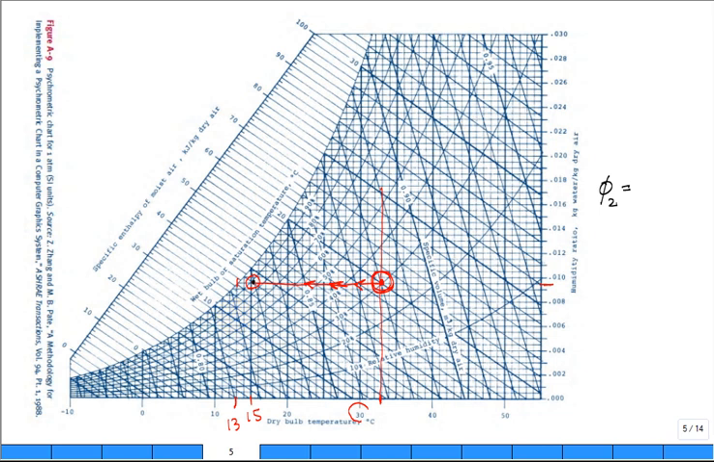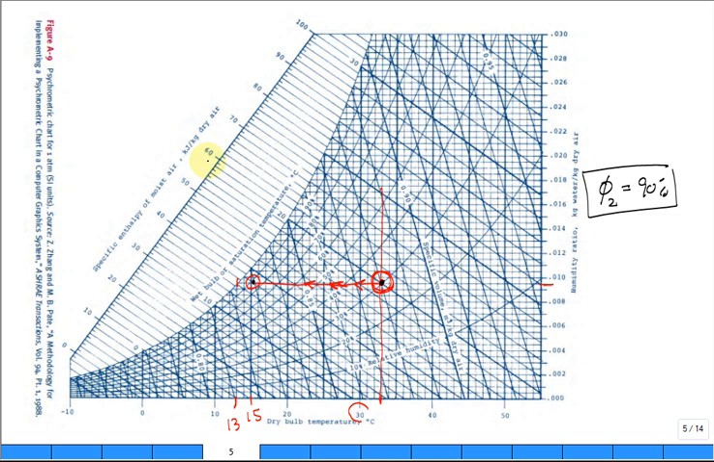90? 90%. Now, you have to take the difference of two enthalpies for answer to part B. So what is the enthalpy at state 1? This is state 1 right here. What is the enthalpy at state 1? What do you get?